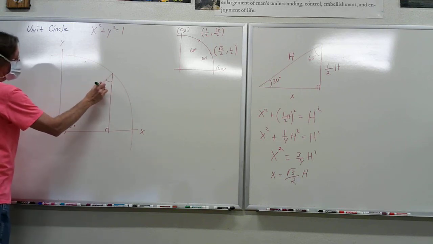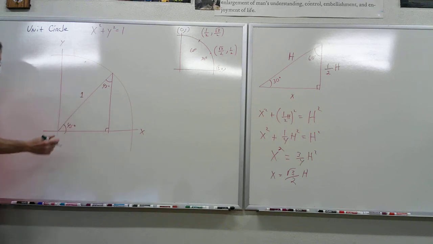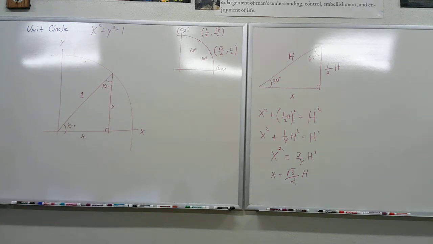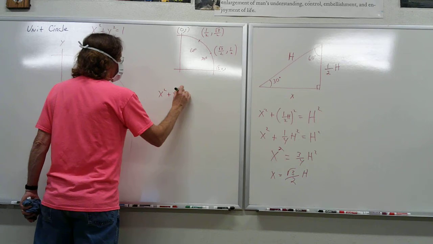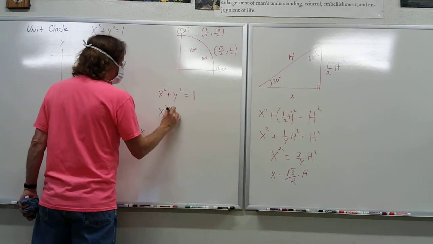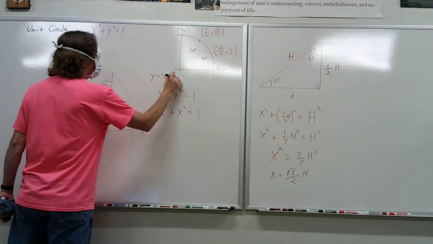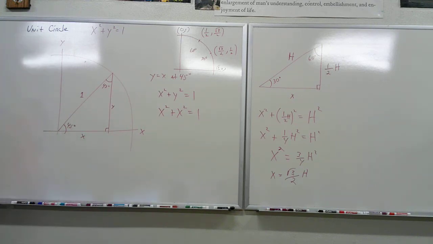45. Now, the hypotenuse has to be 1. What do you know about the x side and the y side? Since those are 45 and 45 from geometry class, they're equal. Is everybody okay with that? x and y are equal. So, x squared plus y squared equals 1. But since they're equal, y equals x at 45 degrees. So we'll do that and we'll solve this.